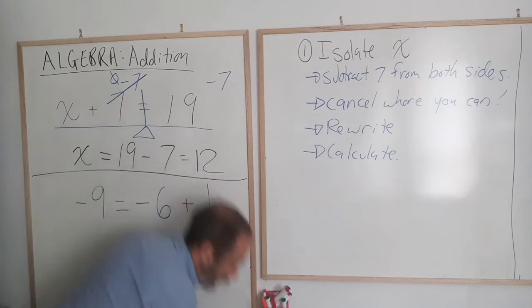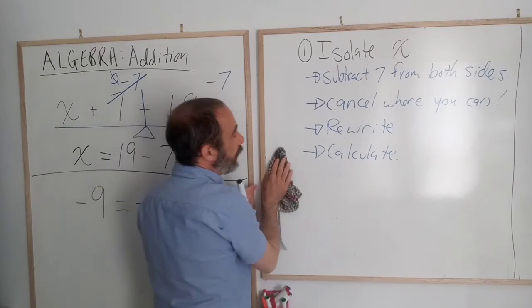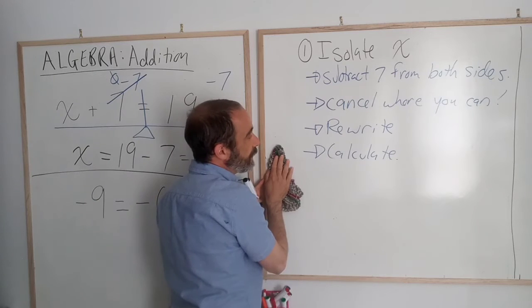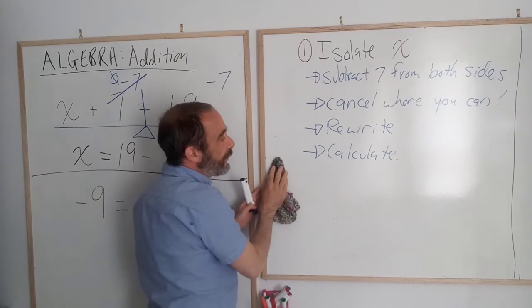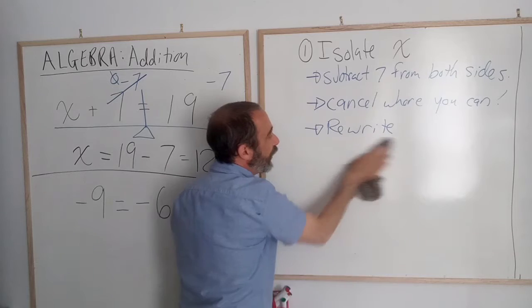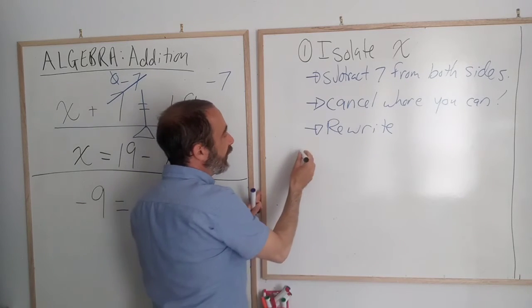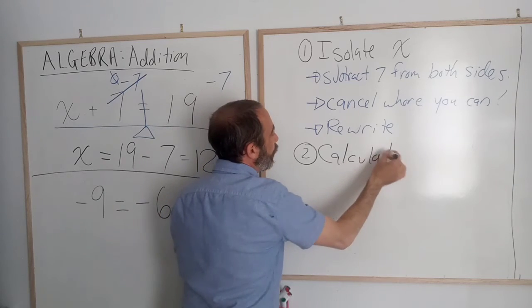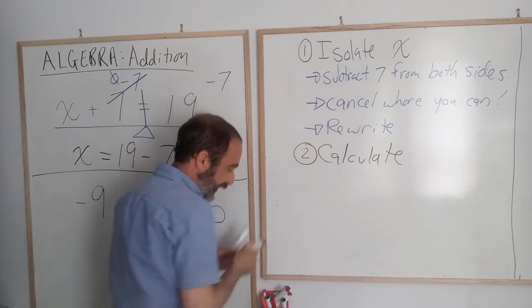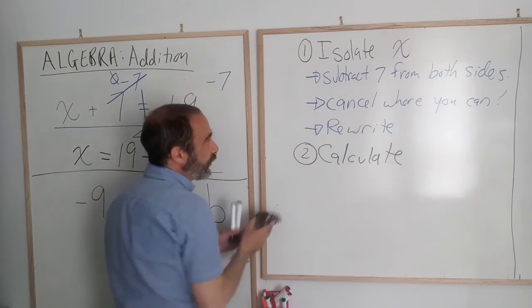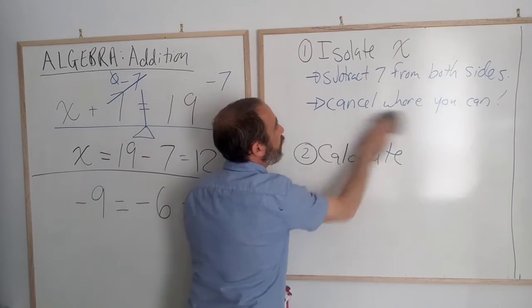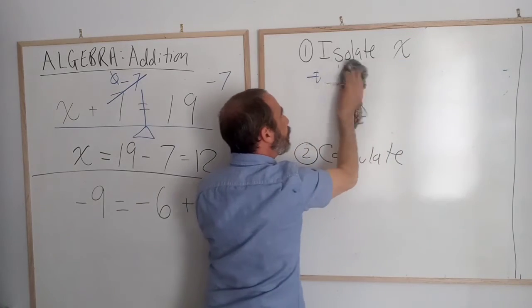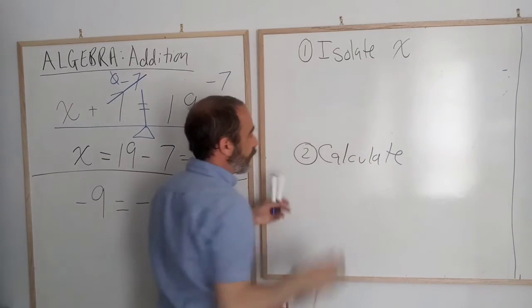So actually, I guess one small problem here is that this calculating thing is probably actually a second step. So the first step was to isolate X, and then the second step was to calculate. Okay? So we'll do the same thing with this other example, and then I'll probably have one more for you.